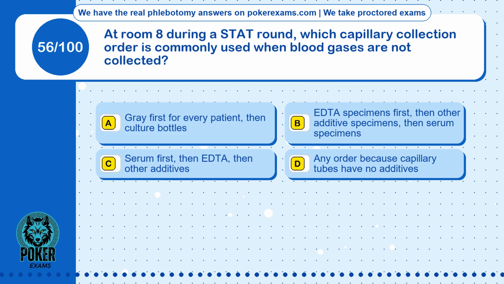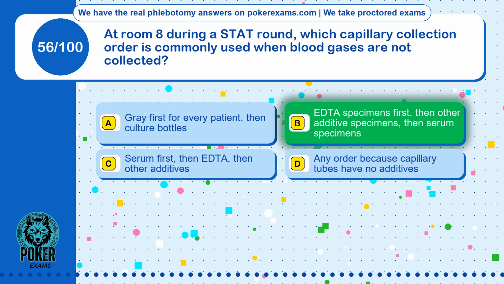Question 56. At room 8 during a stat round, which capillary collection order is commonly used when blood gases are not collected? Option A, gray first for every patient, then culture bottles. Option B, EDTA specimens first, then other additive specimens, then serum specimens. Option C, serum first, then EDTA, then other additives. Option D. Any order because capillary tubes have no additives.